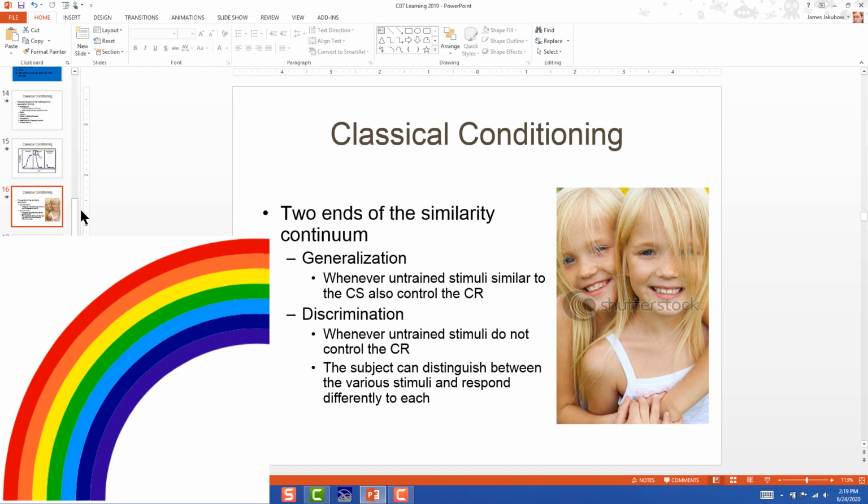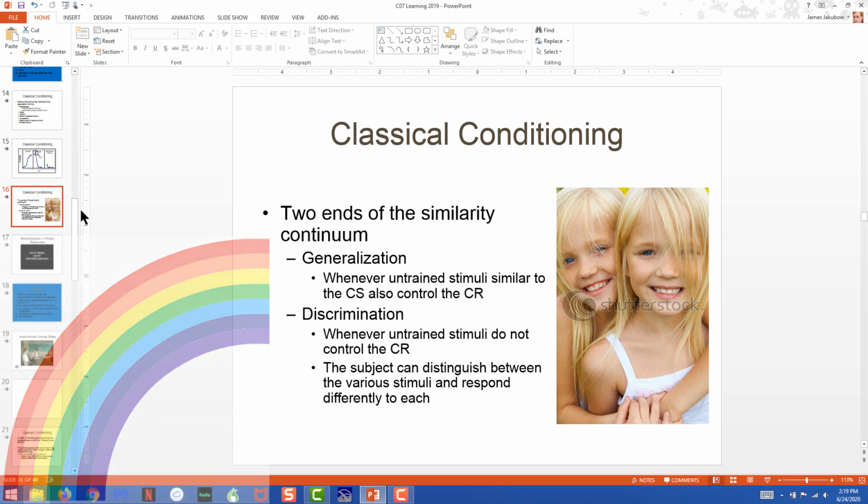If you pair red with food, but the next color in the rainbow, orange, you never pair with food, you will wind up with a clear distinction, or as the formal term is, discrimination between the two cues, so that red will control a lot of salivation and orange will control none at all. And in that case, you would refer to it as discrimination. So generalization and discrimination are just 2 points along the same continuum.